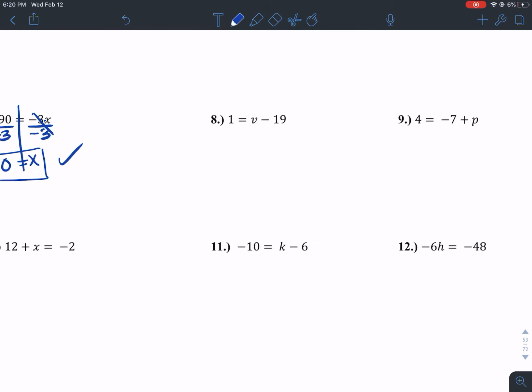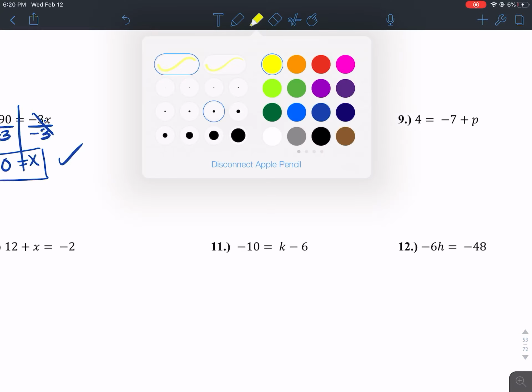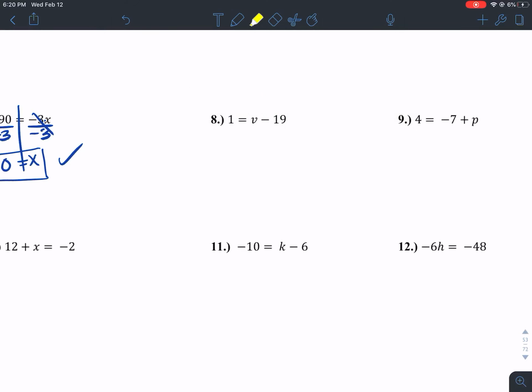Okay, so number 9, I have 4 equals negative 7 plus p. Now this one's also a confusing one because I can see that I have a plus, but I also have a minus 7. The one that I want to focus on though is that minus 7 because I want to get rid of it. If I have a negative 7, the opposite of negative 7 is positive 7. And this cancels out.